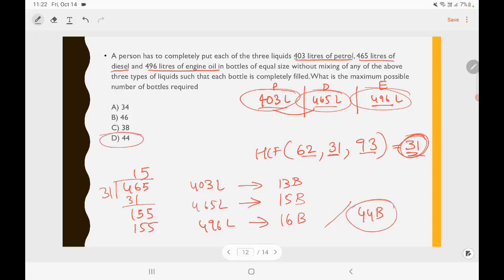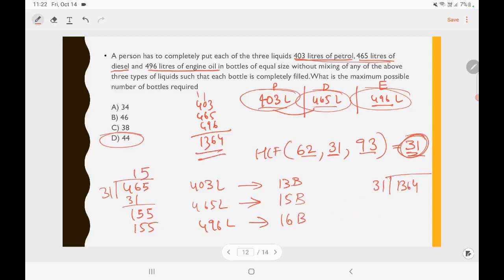Otherwise, you can just add all these liters. 403 plus 465 plus 496, you will get 1364. You can just divide 1364 by this capacity, that is 31. So 4 into 31 is 124. Then 124. You will get 44 itself.